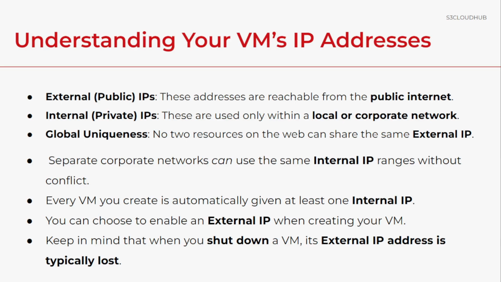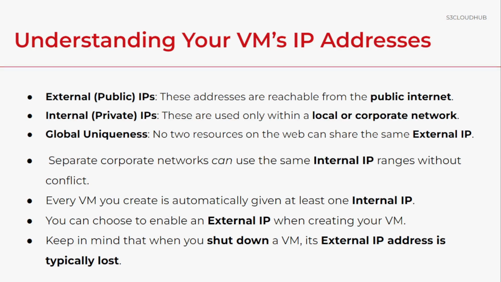Every virtual machine you create in the cloud is like a house that needs an address so people can find it. But there are actually two types of addresses. First is the external IP. These are the front door addresses reachable from the public internet. This is what we used to see our Apache website earlier. Because they are on the public web, no two resources can share the same external IP. It must be globally unique.